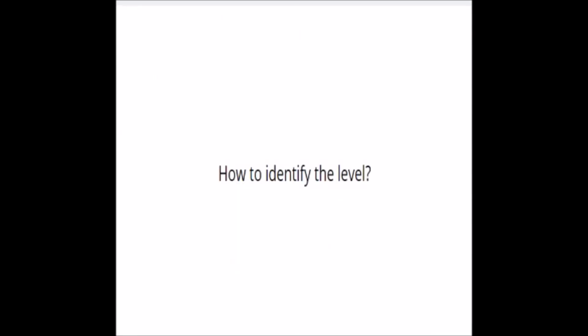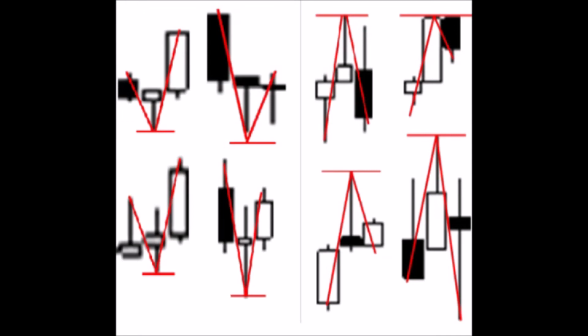And the main thing, how to identify the level. First, you need to see so-called peaks on the price chart. So how to find them? Very simple. We are looking for a combination of three candles in which the main condition is met. The central candle is higher than the candles on the sides, or the central candle is lower than the candles on the sides. At the same time, it's absolutely not important what color and shape these candles will be.